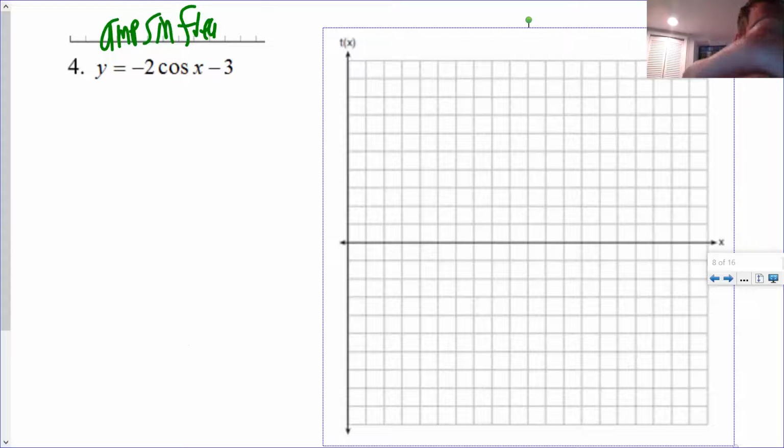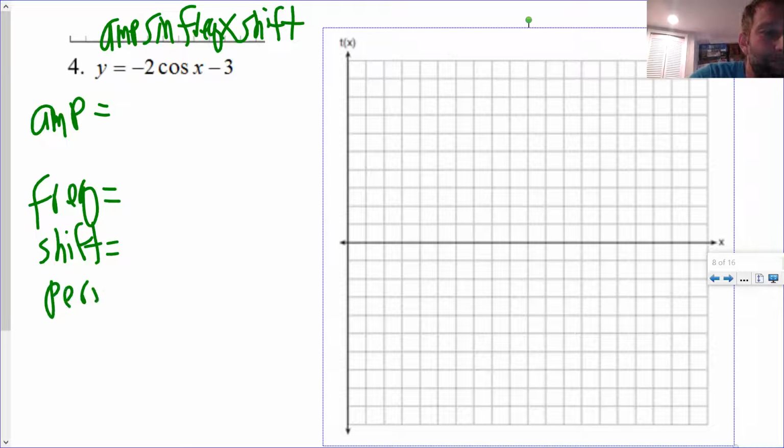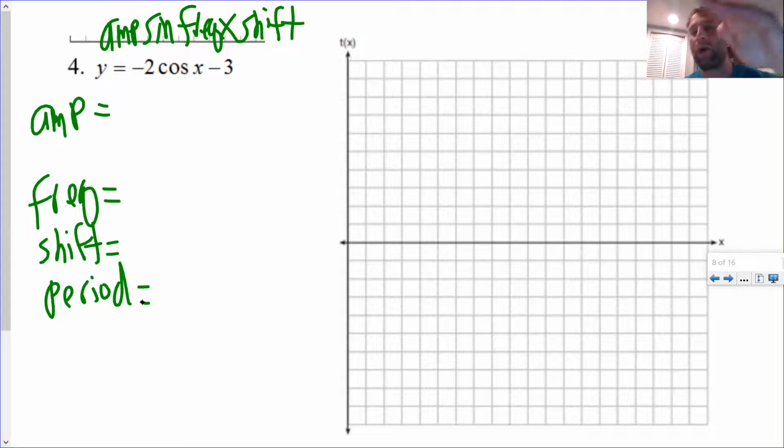Just like the last question, well, you know what? I want you to do it on your own. Tell me the amp, sine or cosine, positive or negative. I want the freq. I want the shift. I want the period. Again, obviously, I want you using the graph, but you don't need graph paper for this. Compared to other graphing, you can get away just doing this freehand, but I prefer using the graph if you have access to the graph.